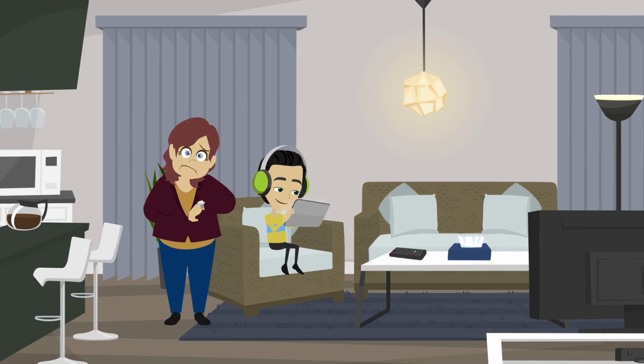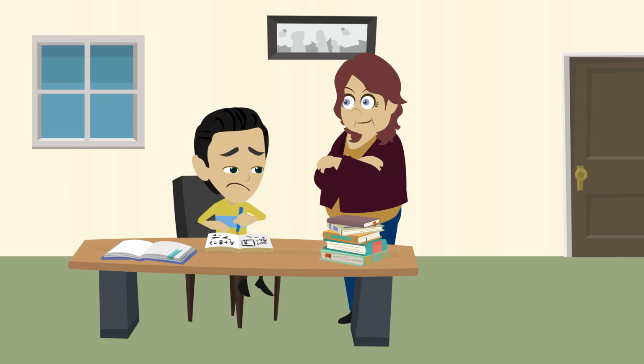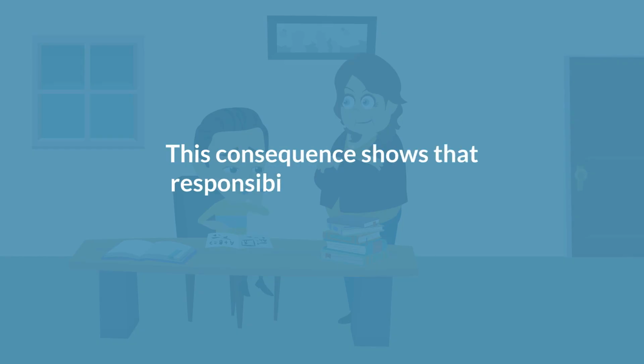Example 3. If a child doesn't finish their homework because they spent too much time playing, they don't get to play the next day until homework is done. This consequence shows that responsibilities come before playtime.